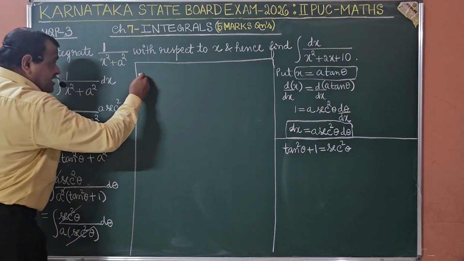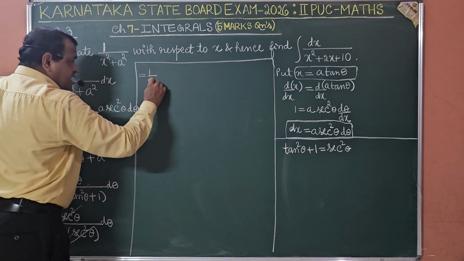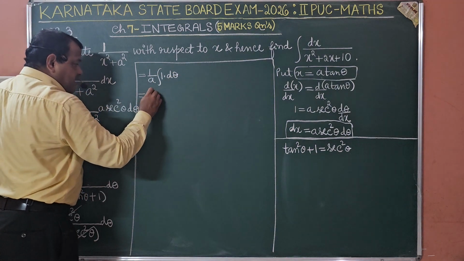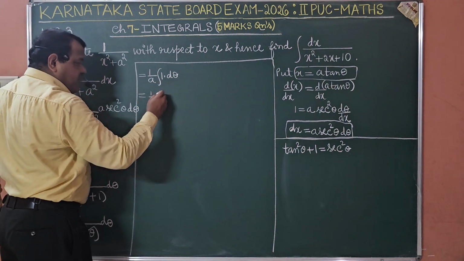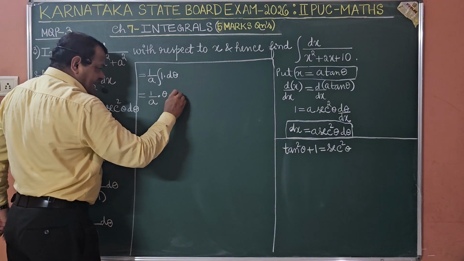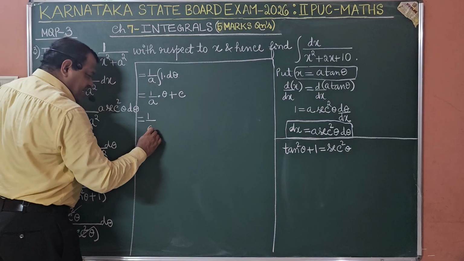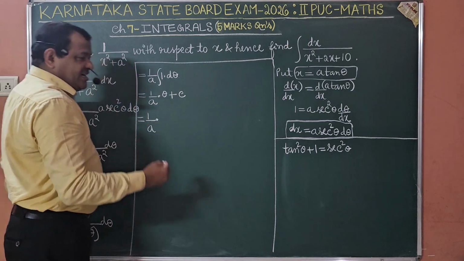It is 1 by a constant outside. Integral of 1 d theta, and this is 1 by a into integration of 1 d theta is theta plus c, or it is 1 by a into, let us check what theta is.